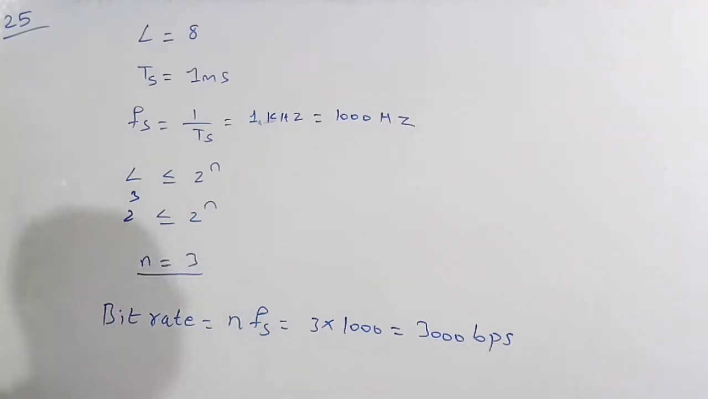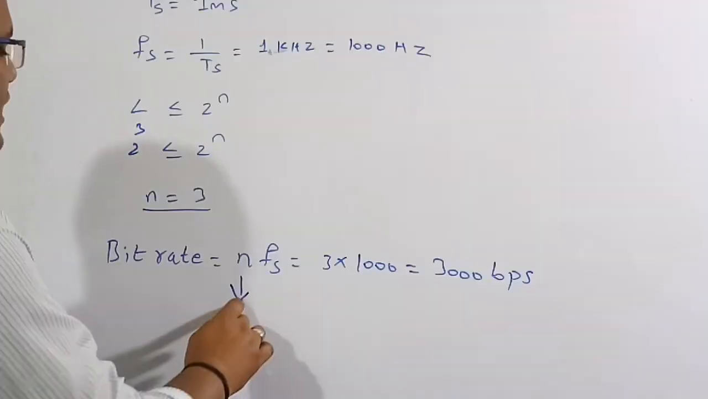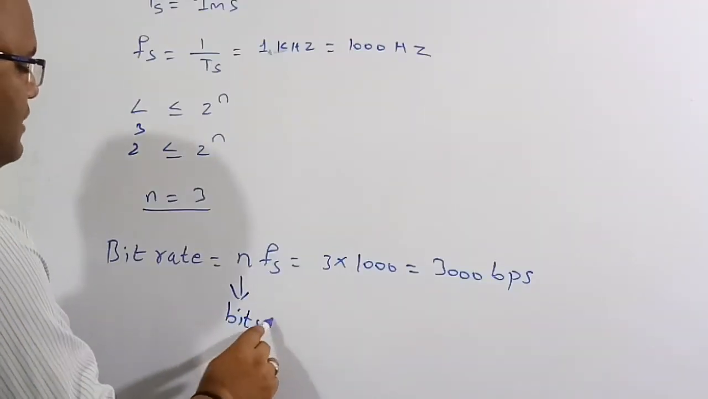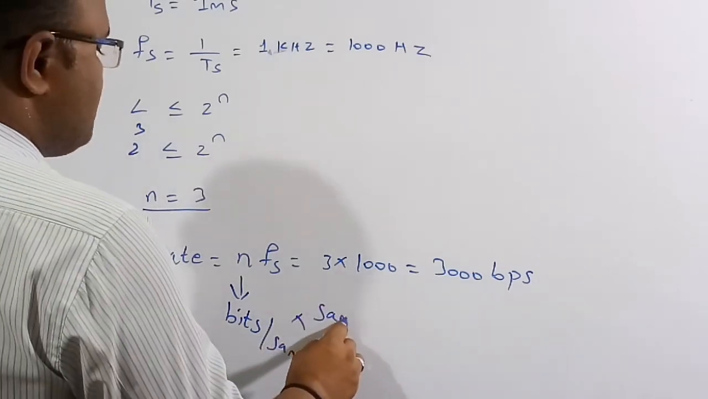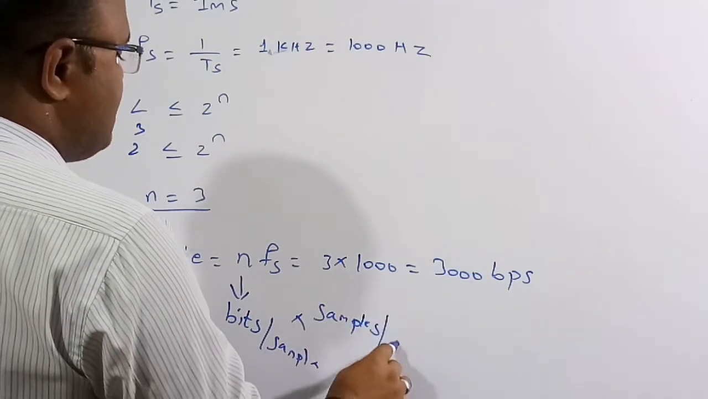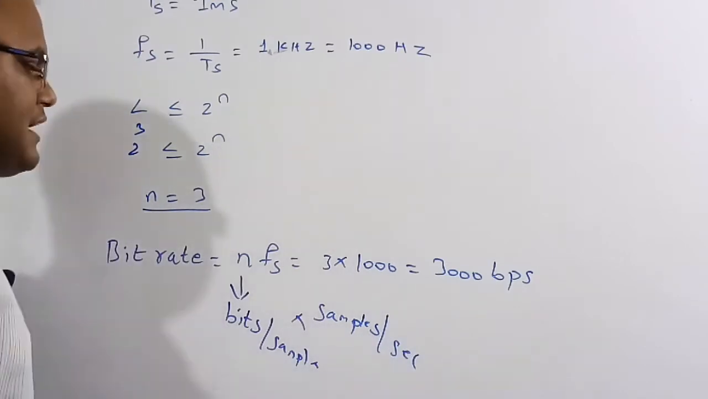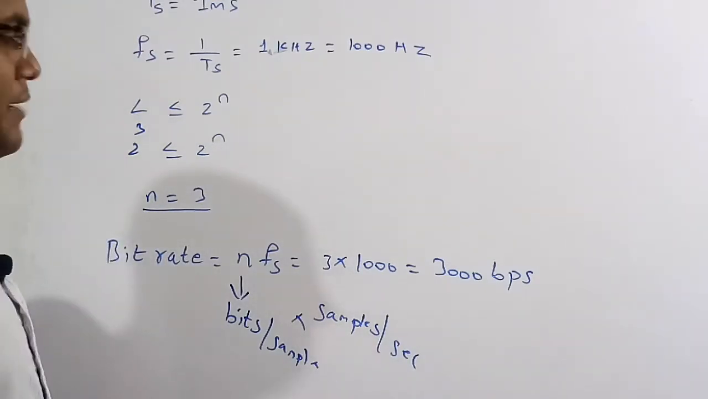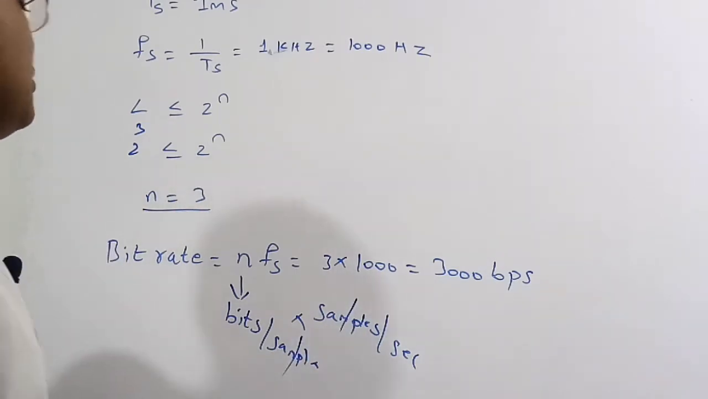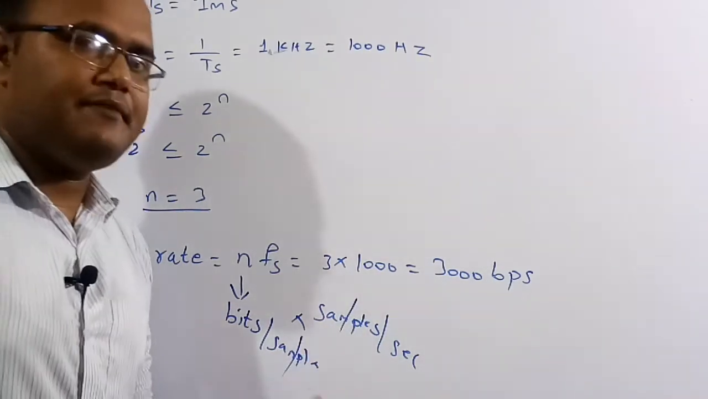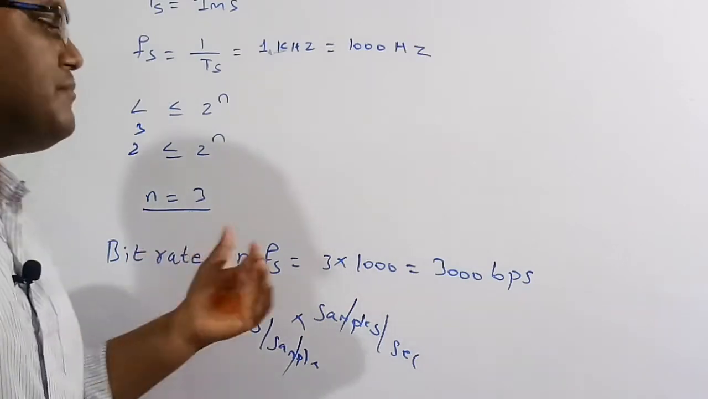With the help of these two data we can find the bit rate, the number of bits transferred in 1 second, which is n into fs. The unit of n is bits per sample, and the unit of fs, the sampling frequency, is samples per second, meaning in 1 second how many samples are being transferred. So the sample gets cancelled, and the unit of the bit rate is bits per second.